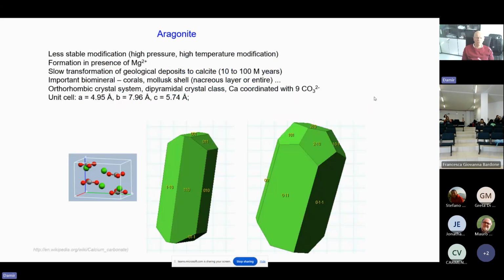Geological formations of aragonite actually slowly transform to calcite, but this process is so slow that it lasts for 10 or 100 million years. It is a very important biomineral, particularly in corals, but also in mollusk shell. Aragonite appears in the form of orthorhombic crystals in which the calcium is coordinated with 9 carbonate ions.